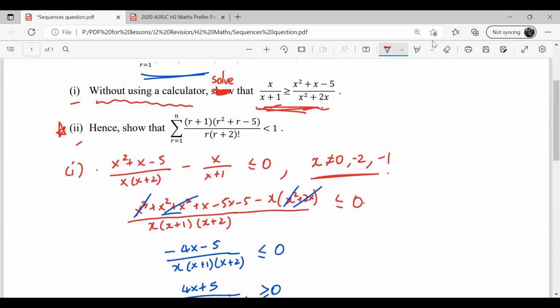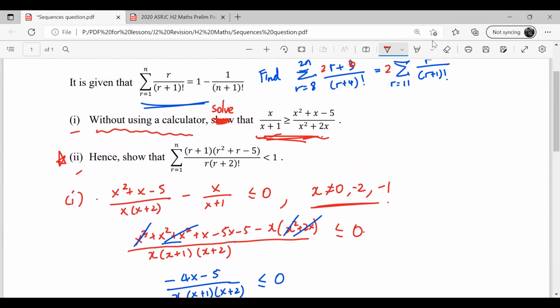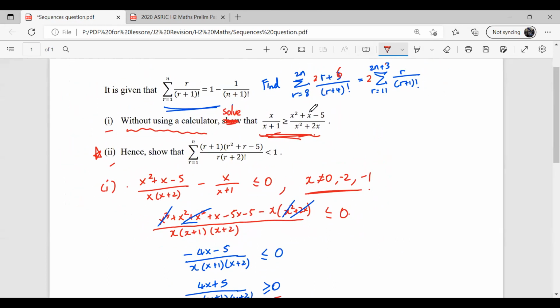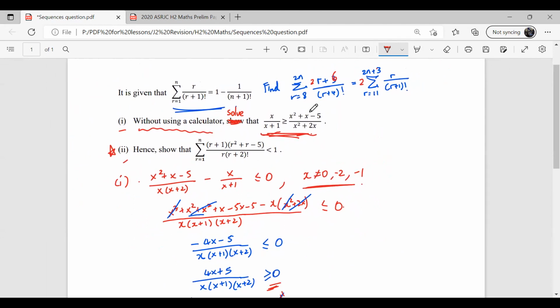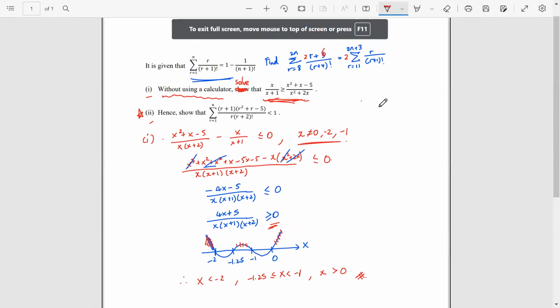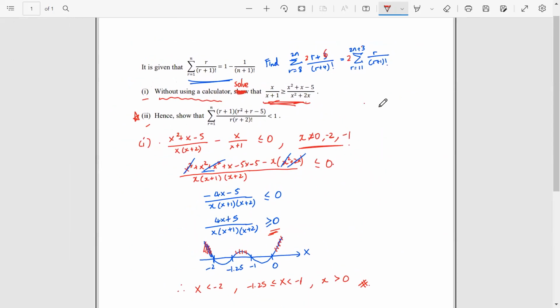Until here? I will zoom out to let you copy first. Hope you all recall the inequality area. So the whole answer is here.